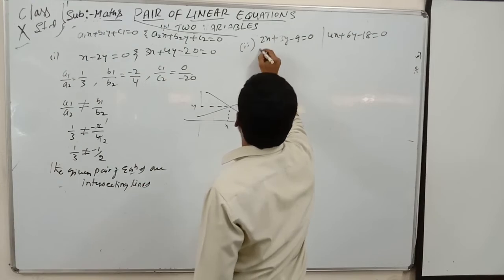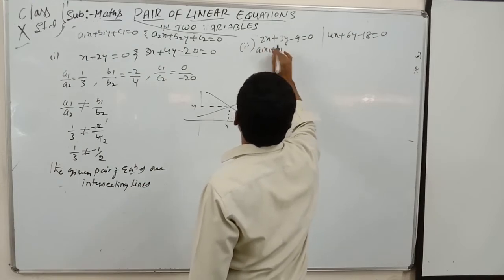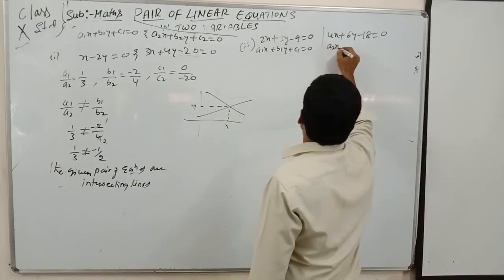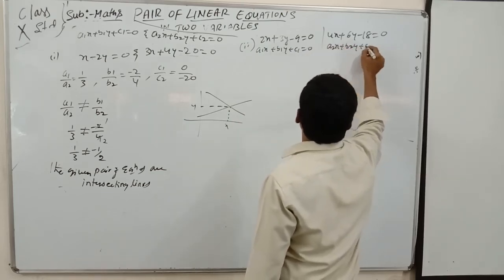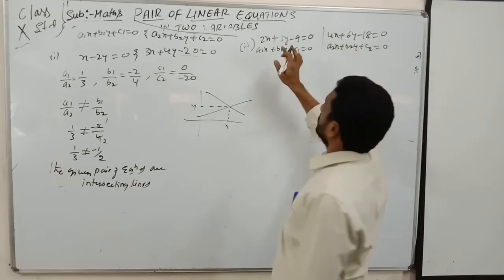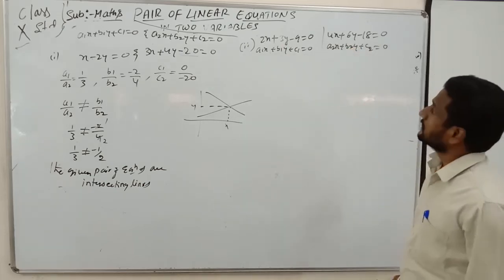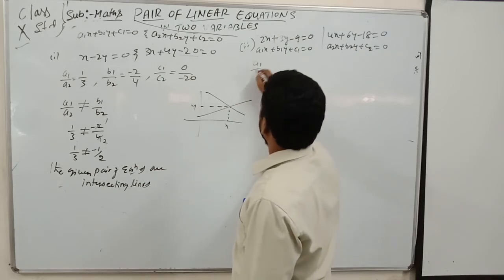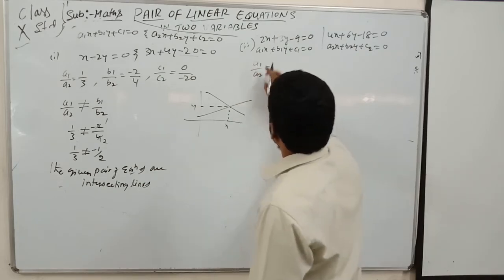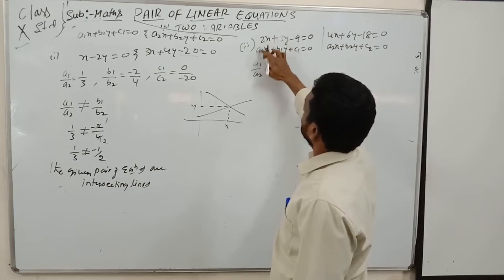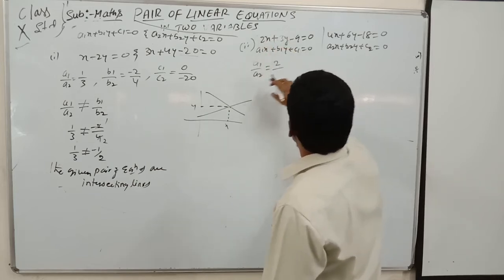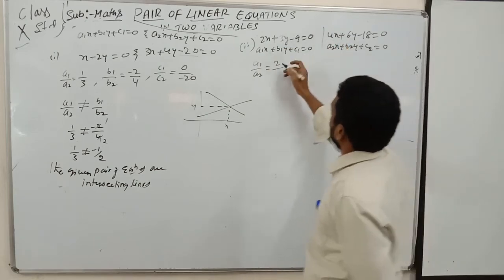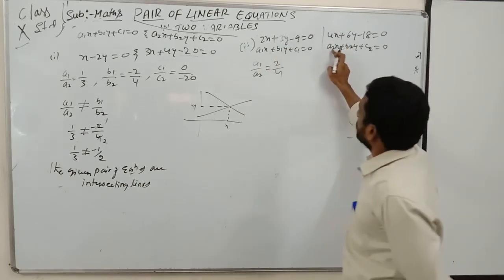That is the general form. You can write a1x plus b1y plus c1 is equal to 0, and a2x plus b2y plus c2 is equal to 0. This is the general form of a pair of linear equations in two variables. Yes, it is in standard form. Now we can write a1 by a2. What is a1? a1 is 2. What is a2? Coming to the second equation, the x coefficient, a2 value is 4.